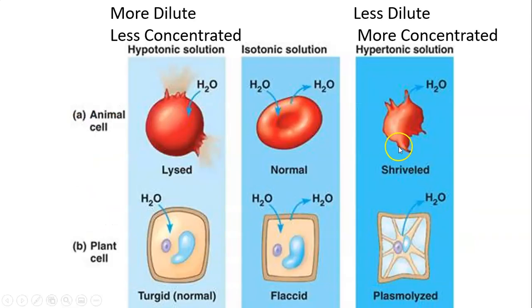And here's what would happen to a cell. Here's a cell in normal concentration. This is a red blood cell, which has a kind of donut-like indentation in the middle. So this is a normal, happy, healthy cell. There's water entering and water exiting.